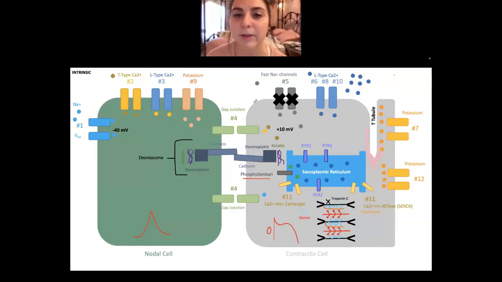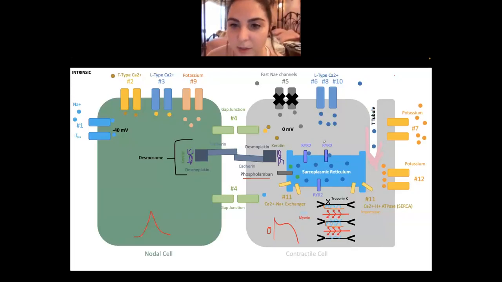When it becomes positive, your sodium channels close and your potassium channels open as soon as it hits that positive. So potassium is now going to leave the cell, and then we're back to basically 0, and all this stuff keeps happening. Calcium flows in. We're at the plateau, right? We're plateauing, and calcium goes through the T tubules, and calcium keeps flowing in.